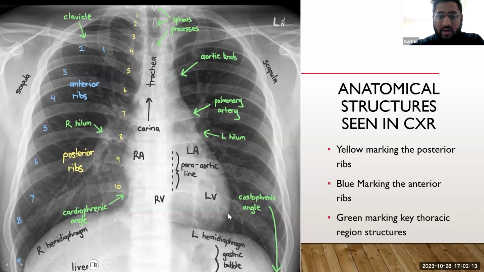So this is the costophrenic angle. Here we see almost complete loss of the costophrenic angle when there's a pleural effusion. Obviously, this is normal, but in a pleural effusion, for example, this angle that you're seeing here will be completely lost and we won't be able to see it. So here we have the right and left hemidiaphragm, the liver here, and on this side we'd have the spleen.